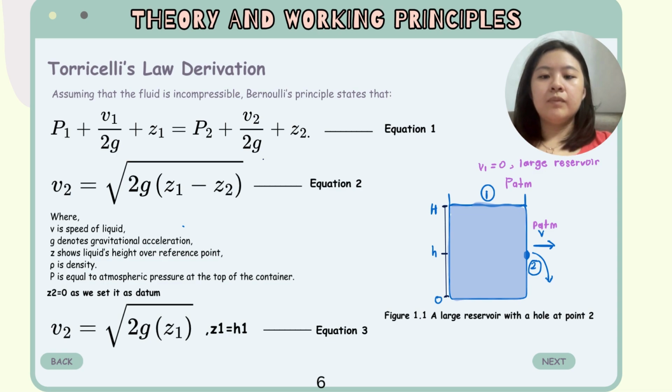And Z2 is equal to 0, because we set Z2 as our datum in this experiment. So we will get the formula, which is v2 equals the square root of 2 multiplied by gravity multiplied by Z1. So this is equation 3.